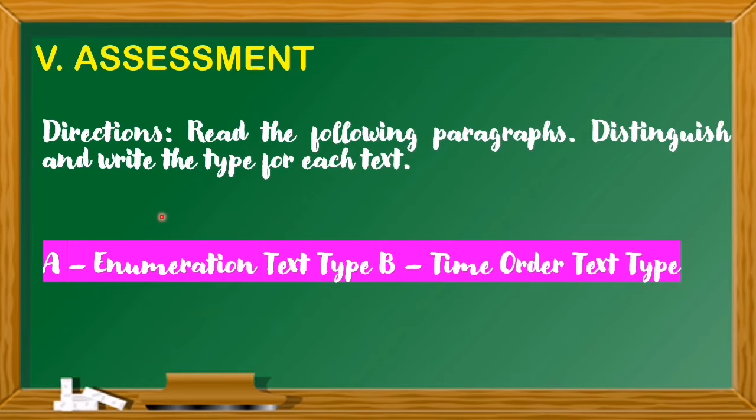And for our assessment part, read the following paragraphs, distinguish and write the type for each text. So A, enumeration text type, and B, time order text type. You are going to choose whether letter A or letter B.